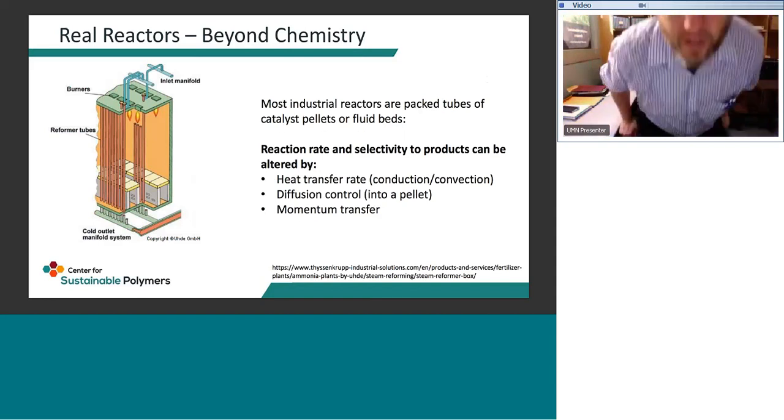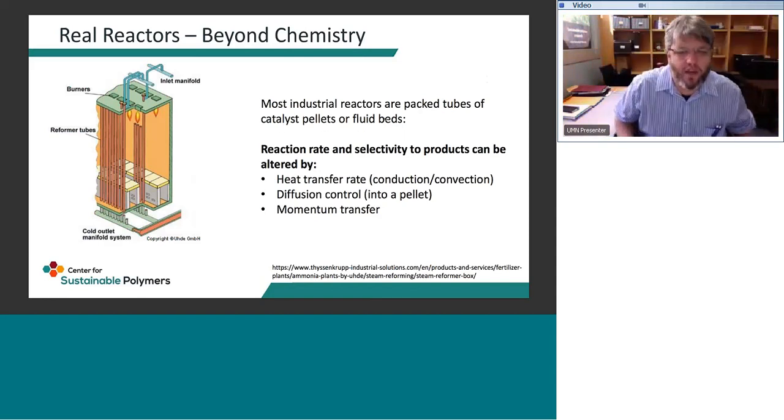Sure, and to finish this up, we can start to think about, if we have a catalyst, how do we take it into a real reactor system? Most of these industrial reactors are packed tubes of catalyst pellets or fluid beds, which means we usually in the laboratory will think of these as just systems that are controlled by chemistry, but in reality most catalytic reactors are controlled not only by chemistry but by other transport phenomena such as heat transfer, diffusion, or momentum transfer. And a classic example of this is the reactor you see on the left.